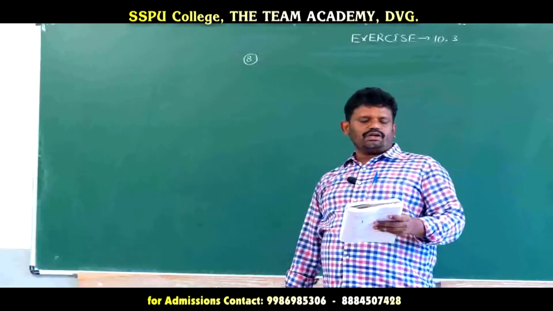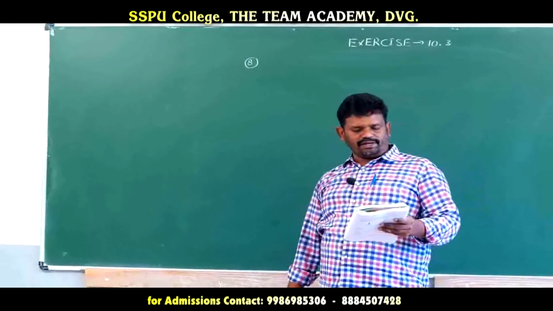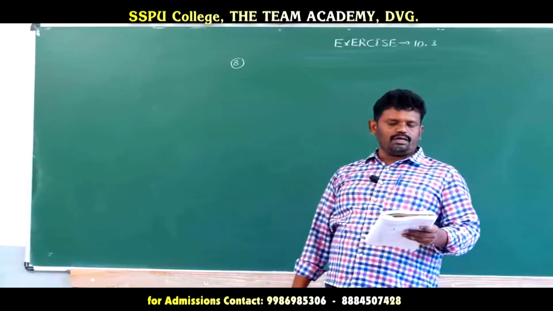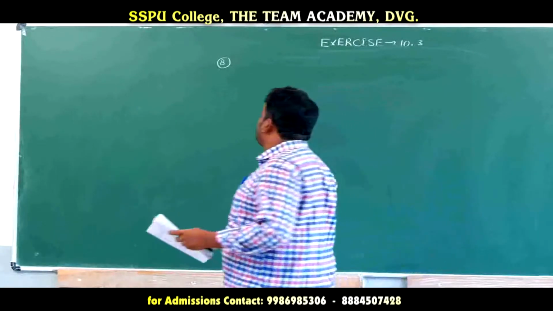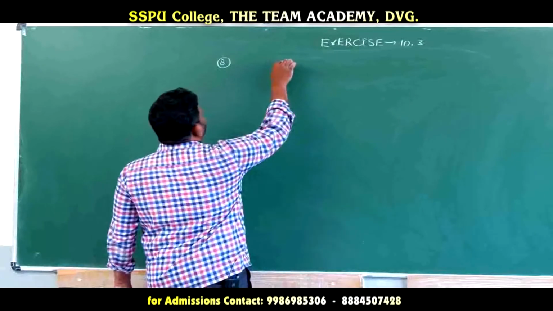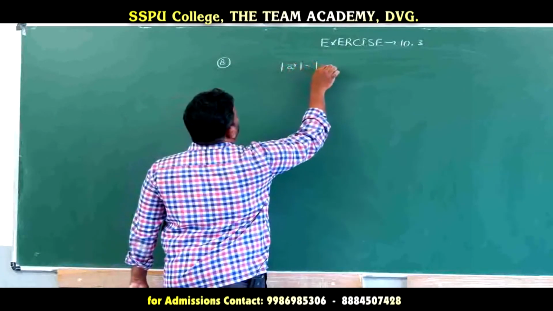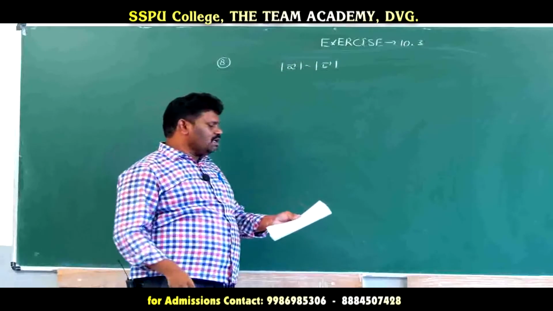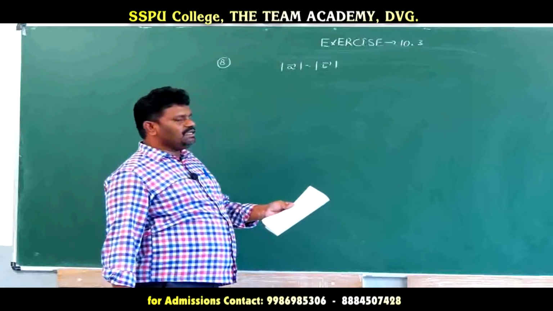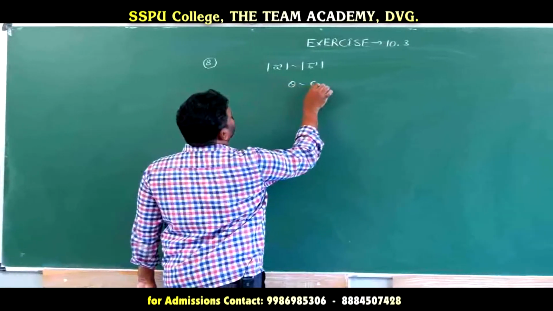Eighth question, what is given? Find the magnitude of two vectors a bar and b bar having the same magnitude. So what is given here? The two magnitudes are equal: magnitude of a is equal to magnitude of b. Now, one more condition is given, such that the angle between them is theta. Theta, the angle between, is equal to how much?